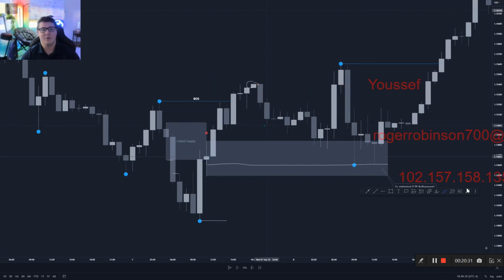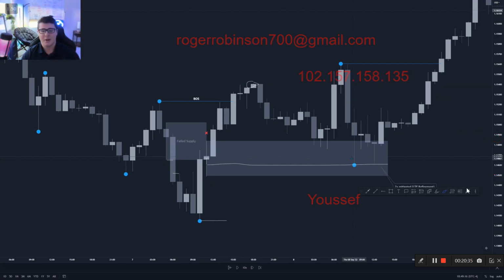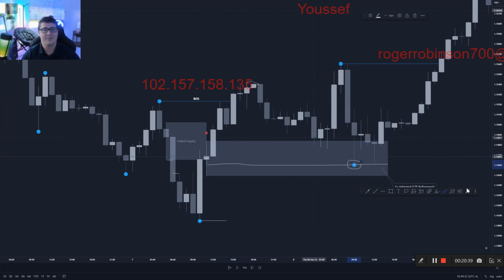So this is how we need to view our D2S and S2D decisionals: having a reaction from the supply, then breaking the structure. Price will then come back into it and then take off. It can just mitigate. It doesn't have to go all the way down to a 15-minute. It can just mitigate your higher time frame and run away.